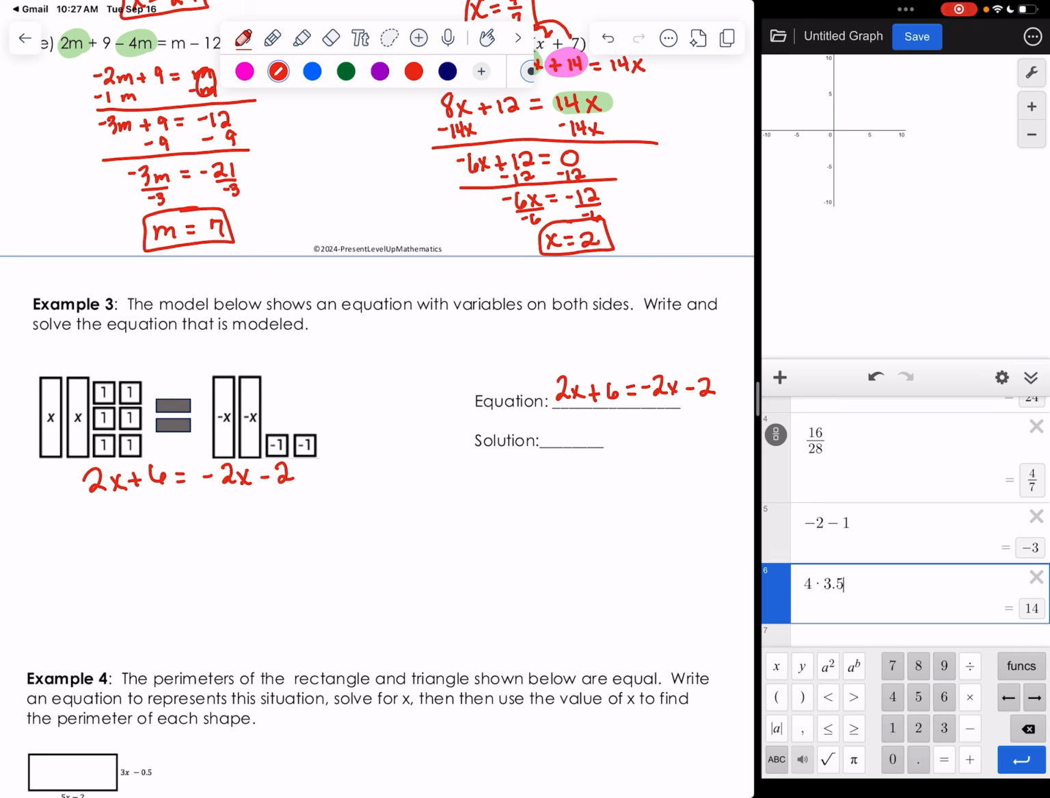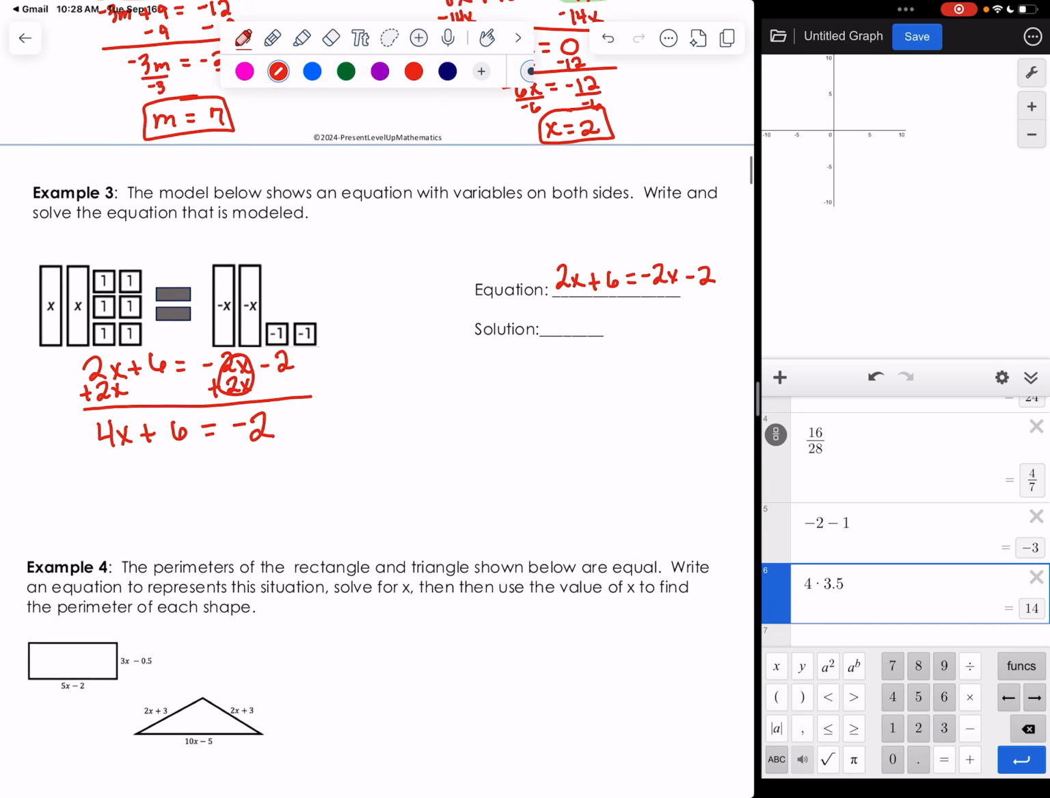All right, welcome back. I hope you noticed that in this problem, on the right side, we have a negative 2x that we need to remove. So in order to remove a negative 2x, we would have to add a 2x. So let's see what happens when we do that. 2x plus 2x is 4x, plus 6 equals, this would zero out, and I need to drop down a negative 2.